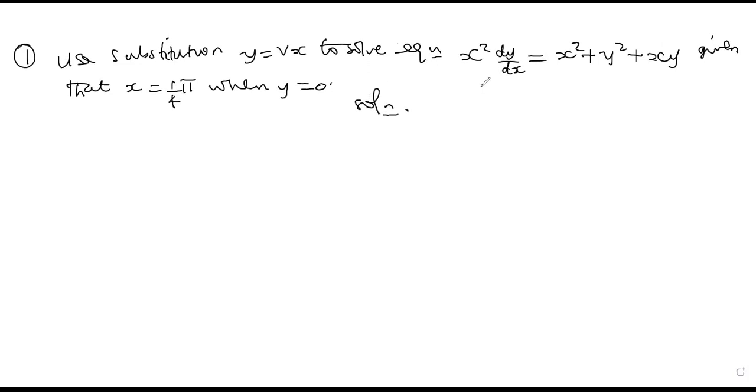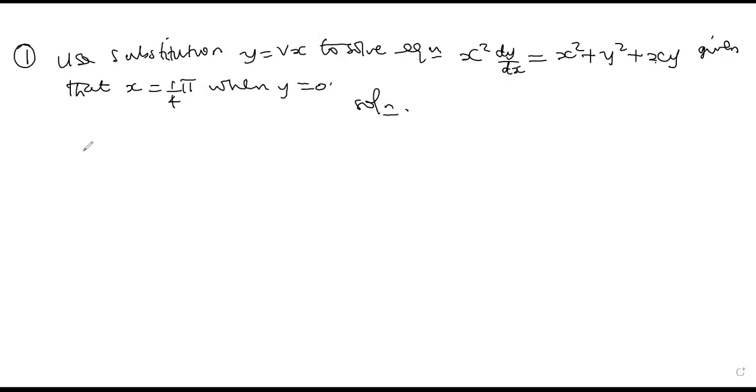Now you need to first see that this is homogeneous. How? You have x squared, that is degree 2, y squared, degree 2, and xy, because they are being multiplied, means degree 1 plus degree 1, which makes degree 2, making it homogeneous.